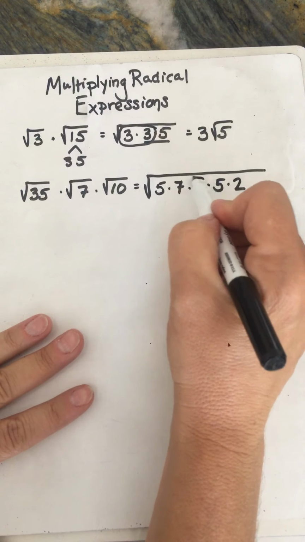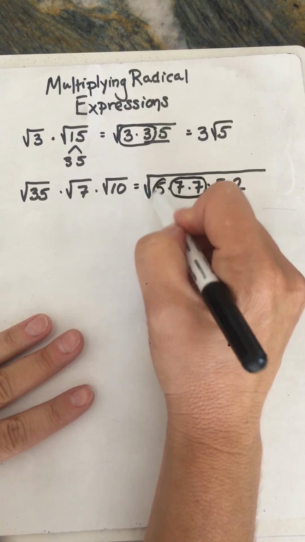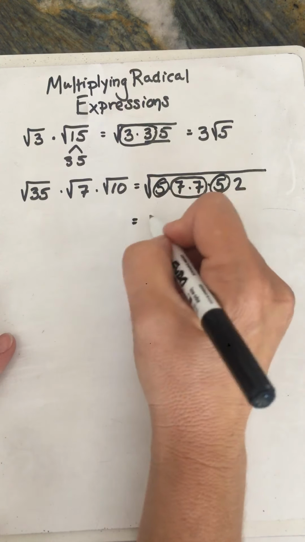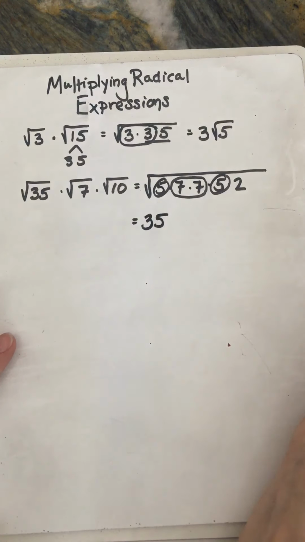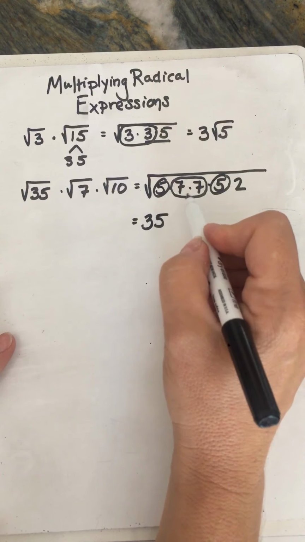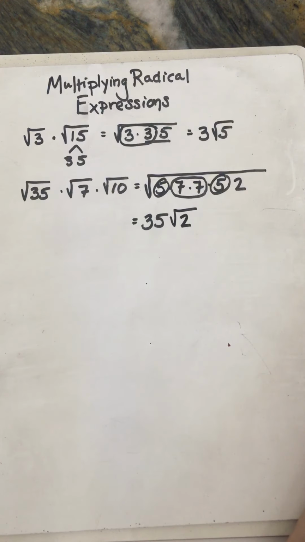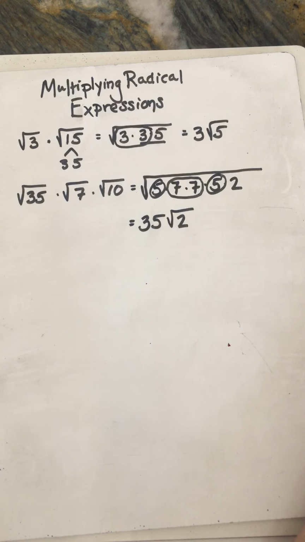All right, here's a set. And then here is a set. So the 5 and the 7 are perfect squares, our square roots. So that's a 35, and then we have the square root of 2. See how this works? This is easy.